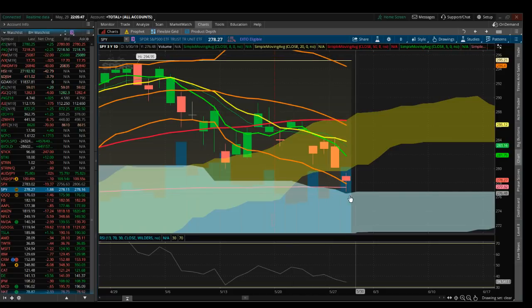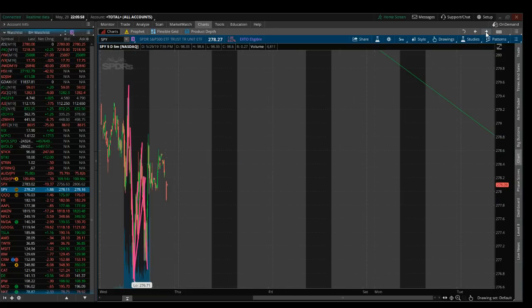Bollinger Bands are pointing down. Moving averages are pointing down, and the trend is down. So obviously you can get relief bounces and all that stuff, could fill some gaps, but for the most part, still looking pretty bearish right here. So that is just one thing to keep in mind.